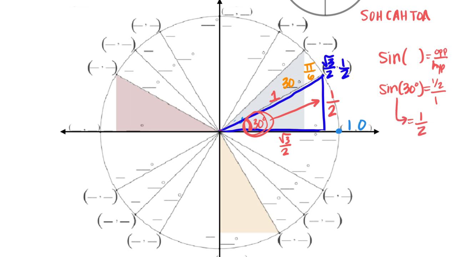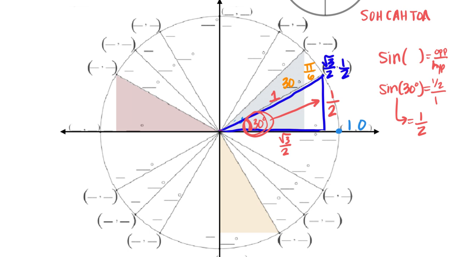All right, you could also type that in your calculator. Your calculator will say 0.5. That's great. Now go to your chart on the next page, and under the sine column, you're going to put 1/2 for 30 degrees. Okay, so sine of 30 degrees is 1/2.